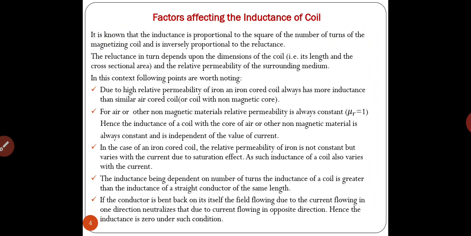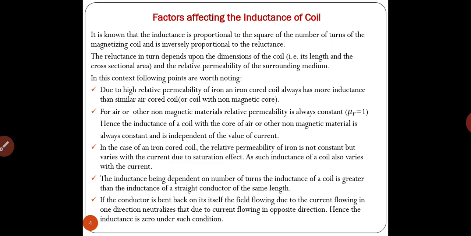First one is, due to the high relative permeability of iron, an iron cored coil always has more inductance than a similar air cored coil or a coil with a non-magnetic core. So here it is clear that if there is an iron core, a ferromagnetic material, it links the magnetic flux from one region to another. Then the permeability of the medium will be higher compared to an air medium or other non-ferromagnetic material. If you keep a ferromagnetic material in between the flux linking between the two coils, it is called mutual induction, and the permeability increases, so the efficiency of the transfer of flux from one coil to another coil is more in that case.